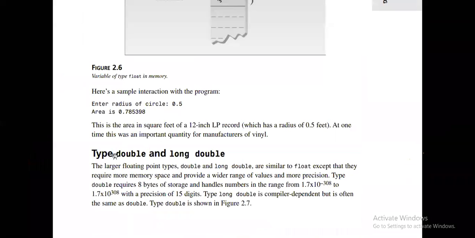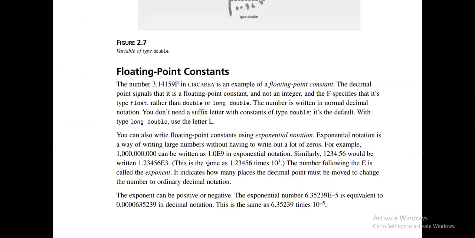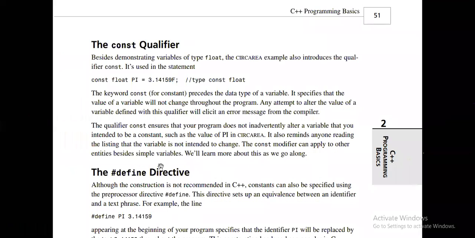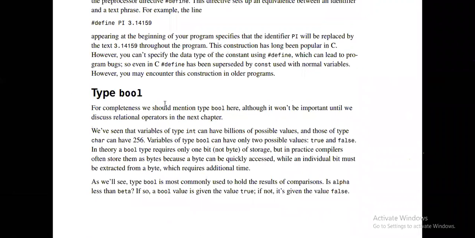Then we have the types double and long double, for when sometimes you need to use a huge decimal number. In that case, we use long double. Then floating point constants, directive. And this is bool. This is also something we will use.